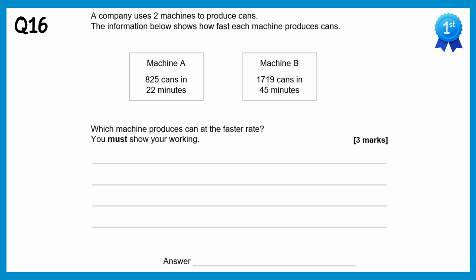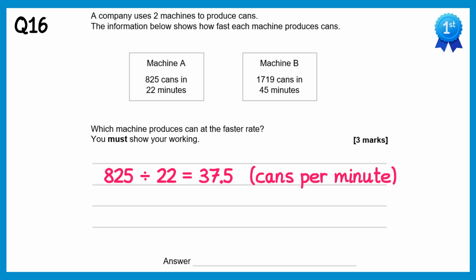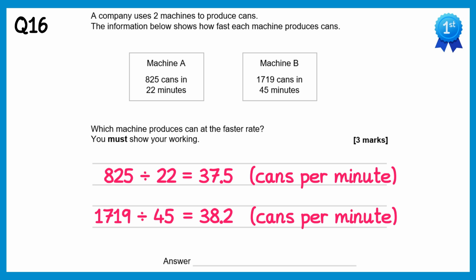In this question, we need to work out which machine produces cans at a faster rate. So if we look at the first machine, it produces 825 cans in 22 minutes. So if we do 825 divided by 22, we'll find out it produces 37.5 cans per minute. The second machine is 1719 in 45 minutes, so if we do 1719 divided by 45, we get 38.2 cans per minute. So the second machine is producing more cans per minute, therefore it's working at a faster rate, so the answer is machine B.